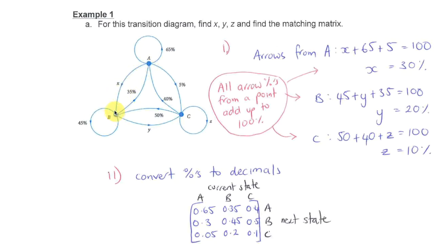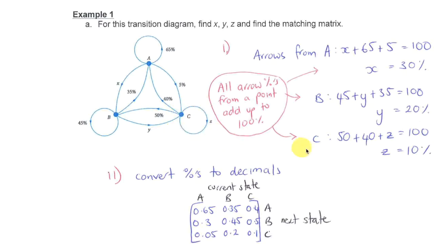So this unknown amount that moves across to B is 30%. From B, we've got 45% who remain at B. We've got 35% who will move to A, and an unknown Y percent that will move across to C. So again, all of those percentages need to add up to 100. So Y is equal to 20%. Finally, for C, we've got 40% that will move across to A. We've got an unknown Z percent that will remain at C. And we've got 50% that will move across to B. We add all those percentages together, and the only thing that's unknown is Z, and so Z is 10%.